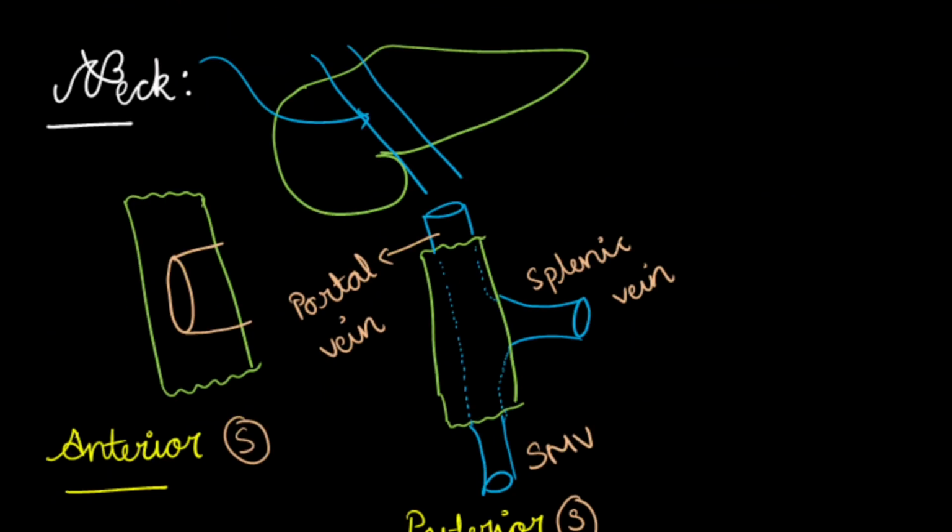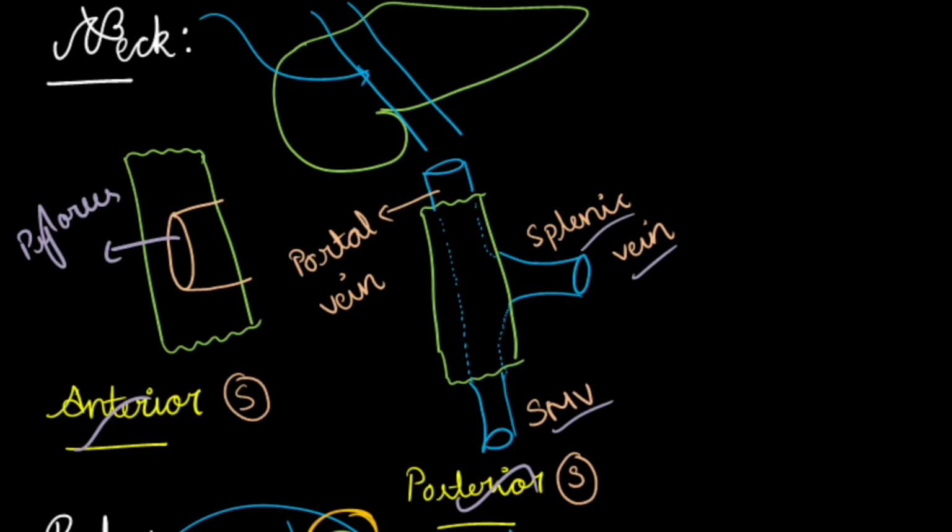Now regarding the neck of the pancreas, which is the most constricted part, we have an anterior surface and a posterior surface. In case of the anterior surface, we have the pylorus, and in case of the posterior surface, we have the portal vein, which is formed by the joining of the superior mesenteric vein and the splenic vein.